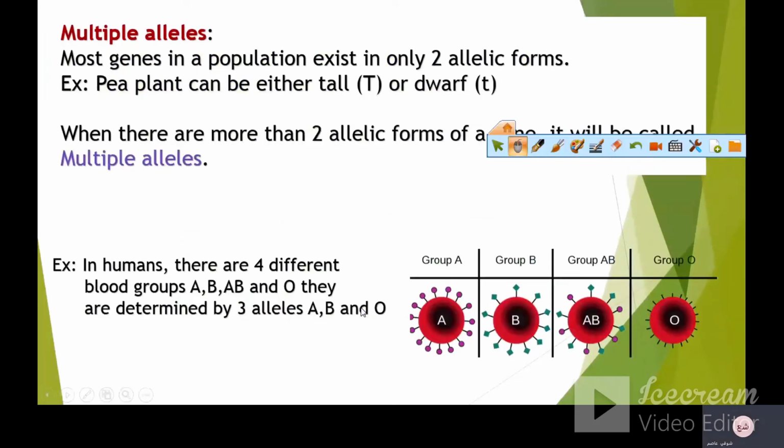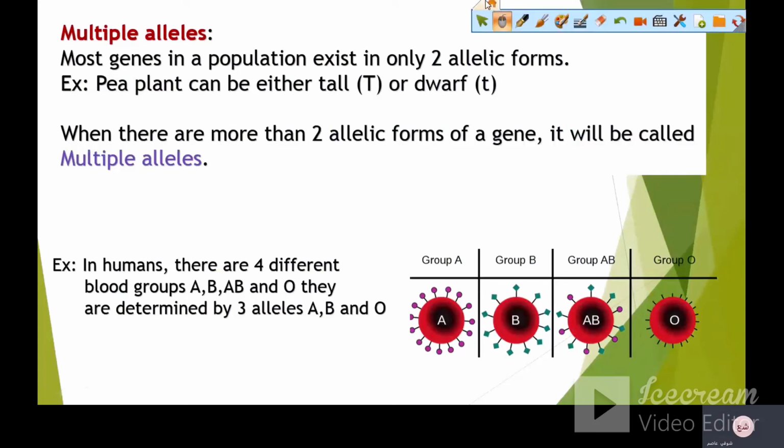Now, after finishing this part, we need to know some information about multiple alleles. It's very easy, it's very simple. Most genes in a population exist in only two allele forms, like the pea plants, it could be either tall, T capital, or dwarf, T small. But when there are more than two allelic forms of a gene, it will be called multiple alleles.